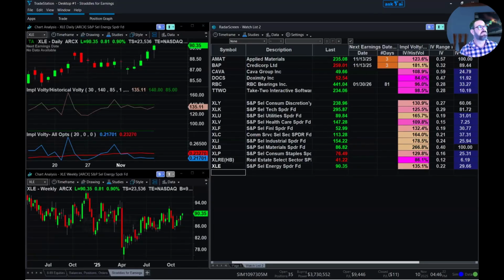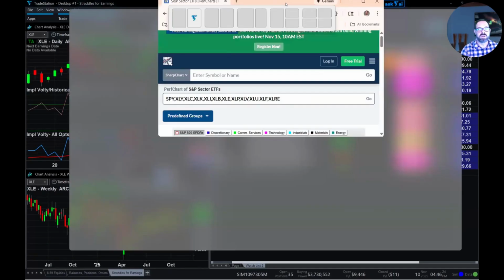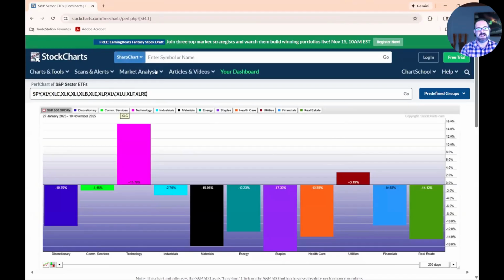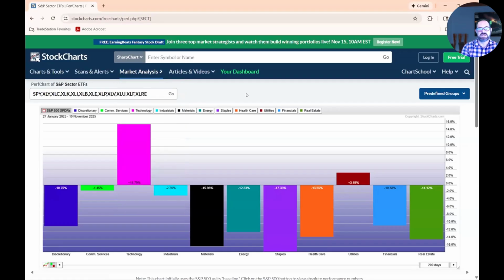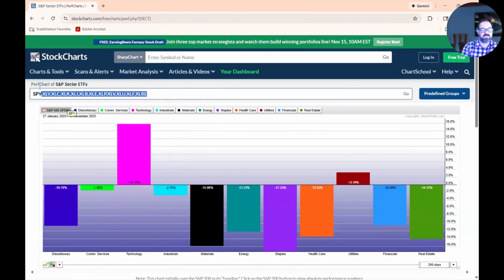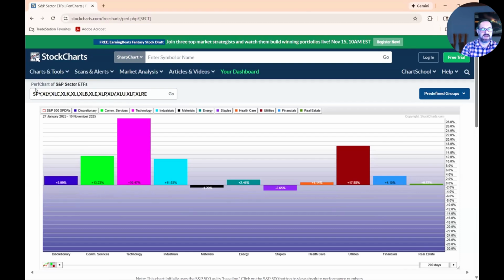There we go. So again, what I'm using, in case you're wondering, I went to stockcharts.com, market analysis, and right there, sector performance chart. It's showing me how they're performing against each other or against the S&P 500. That's against the S&P. And there are the ETFs that I was using right there. That's how they're performing without the S&P, just against each other altogether.